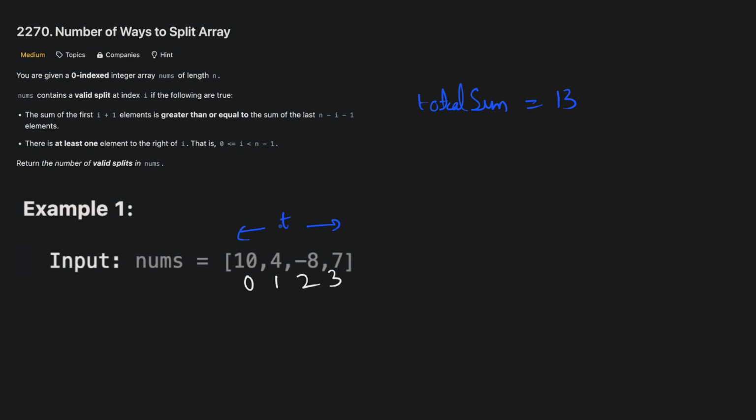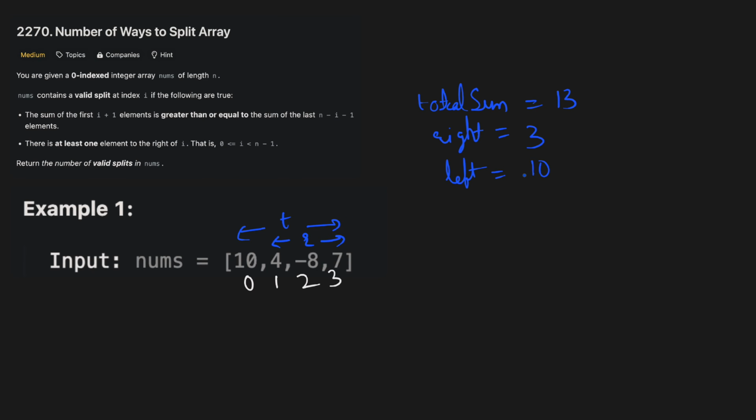And now for the first split point at index 0, we can calculate the right sum by subtracting the 0th element from the total sum. For example, for this array, right sum at split index 0 will be equal to 13 minus 10, that is 3. And for the left sum, we can just add the 0th element to the initially empty left sum. So in our example, left sum for split index 0 becomes 10.